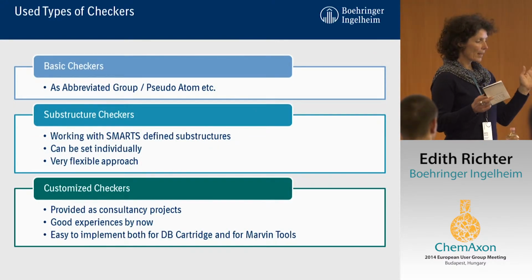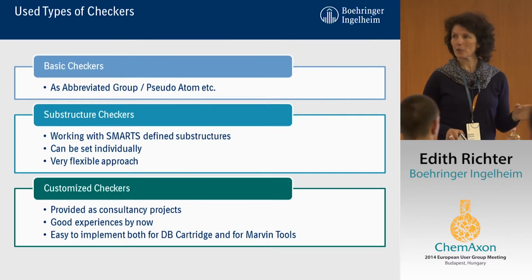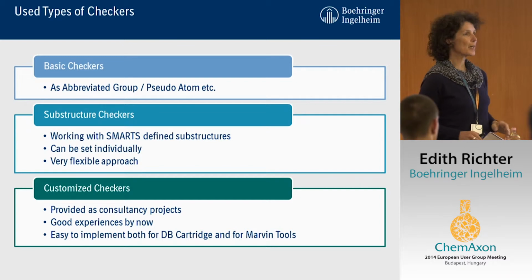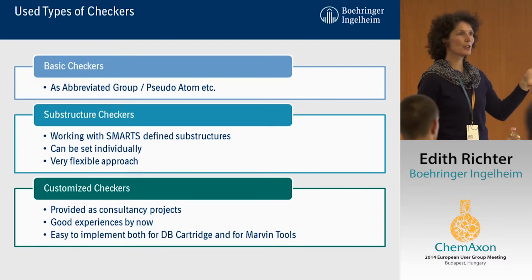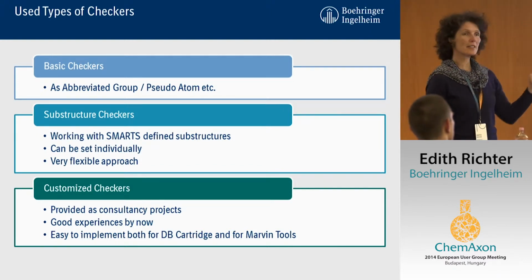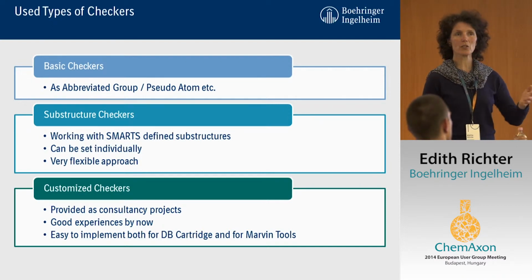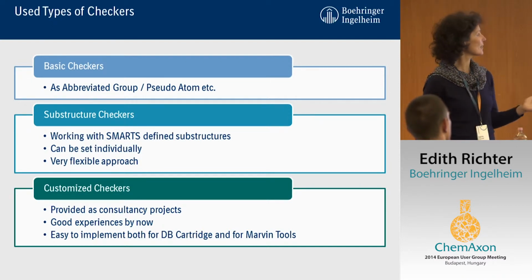So, seeing this, we just used what's there from ChemAxon. We used those basic checkers, like checkers for abbreviated groups and so on, put them in the database tables, called them by the functions, and the same for the clients as well. That was easy. It's an XML file. You just have to add some lines, and then it's done.